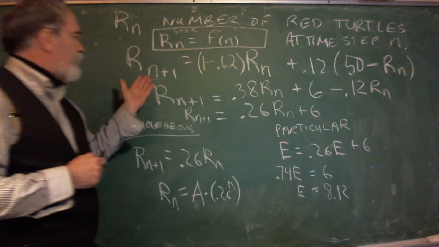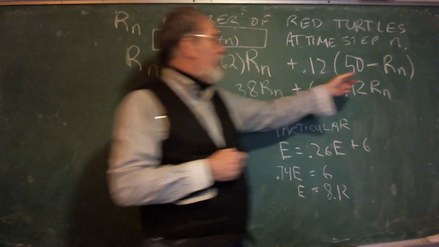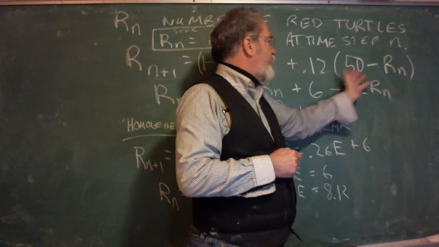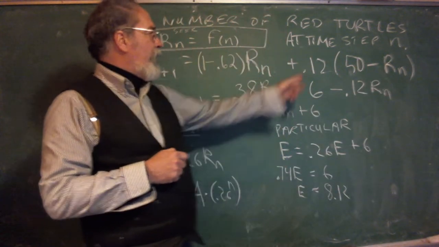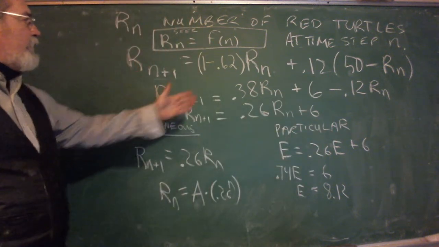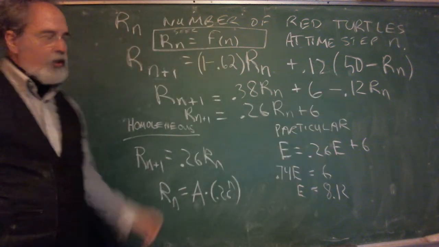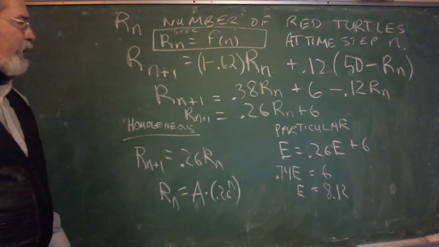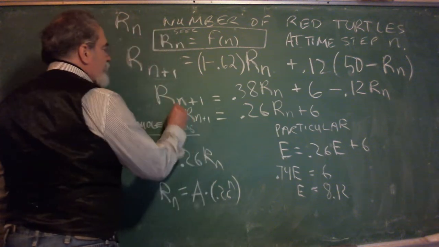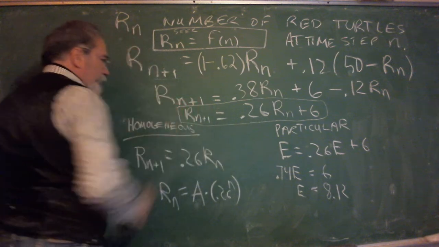Now where else do we get new red turtles from? It's either old red who stayed red or green turtles, that's not 0.5, that's 50. Green turtles, that's 50 minus the number of red turtles. And it's 0.12 of those turn red. So new red is old red who stayed red plus green who turned red. So multiply through and simplify and everything. And here's the guy we care about right there. This is our difference equation in simplified form.